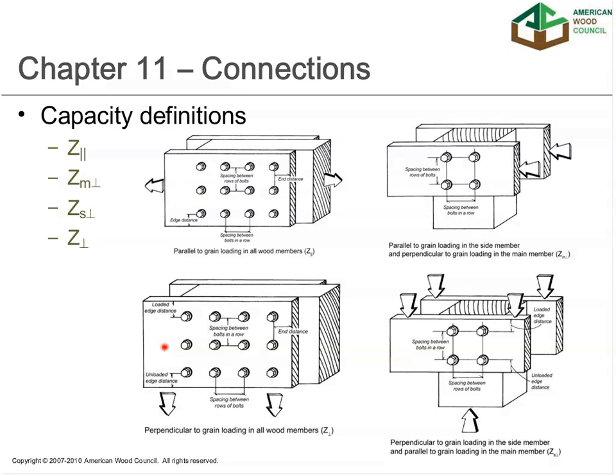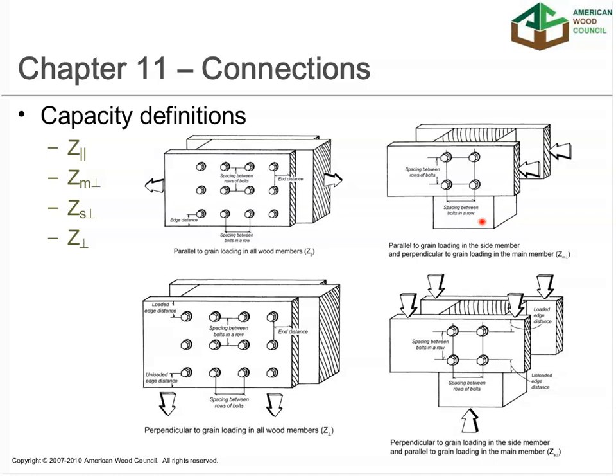The confusing part seems to come when we talk about ZM perp and ZS perp. And again, that goes back to how the wood members are loaded. ZM perp is represented in this diagram, where the main member, which is the center member here, looks like a 6x6, for example, is loaded perpendicular to grain by the side members, which are loaded parallel to grain. So the designation ZM-perp shows this particular configuration, again, where the main member is loaded perpendicular to grain.